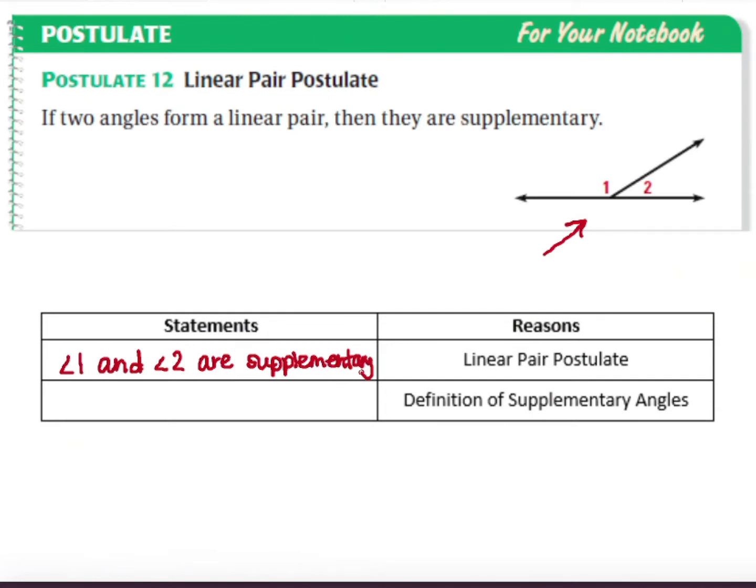If we wanted to set up an equation saying that those add up to 180, then we would have to use the definition of supplementary angles. So now that we have shown that those have to be supplementary, now we could say that the measure of angle 1 plus the measure of angle 2 equals 180 degrees. But that was using the definition of what supplementary means. Remember, in the linear pair postulate, you go from a linear pair to the word supplementary.